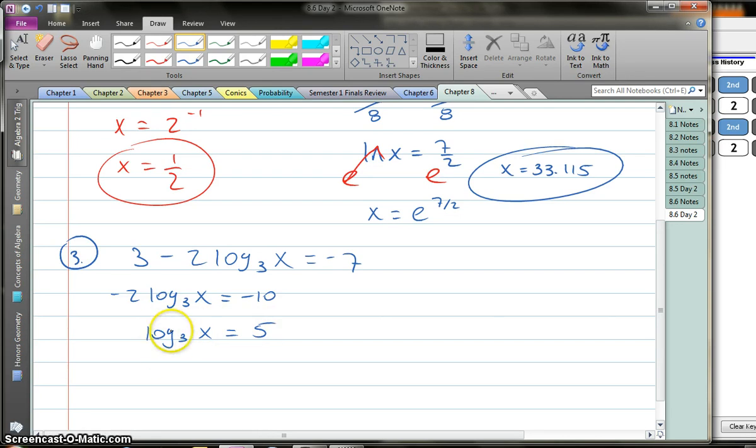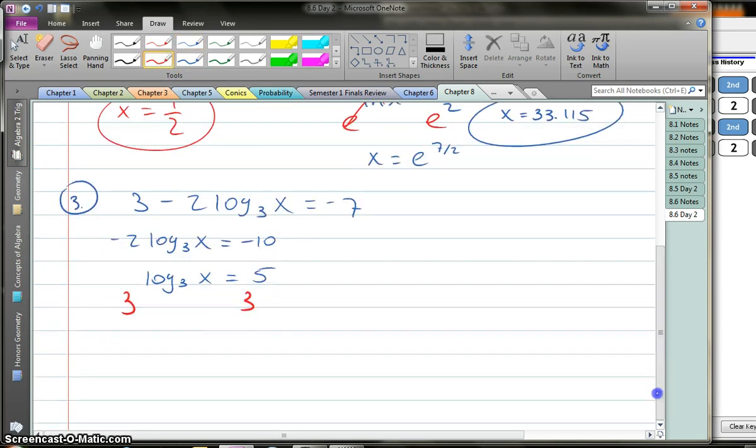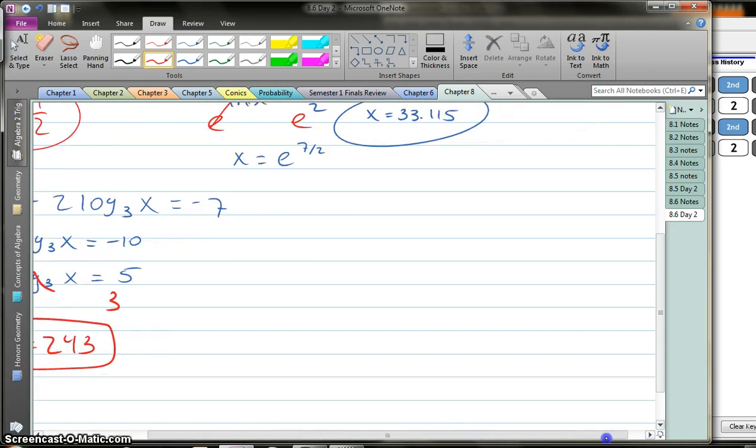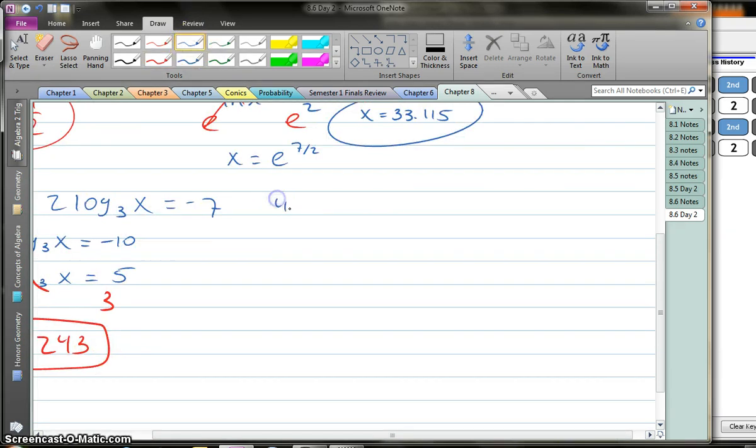All right, we got to get rid of log 3. So I'm going to put a base of 3 on both and I'm left with x equals 3 to the 5th power, which is 243. All right, now let's have some fun. Number 4. Let's go. Log of 5x plus log of x minus 1 is equal to 2.